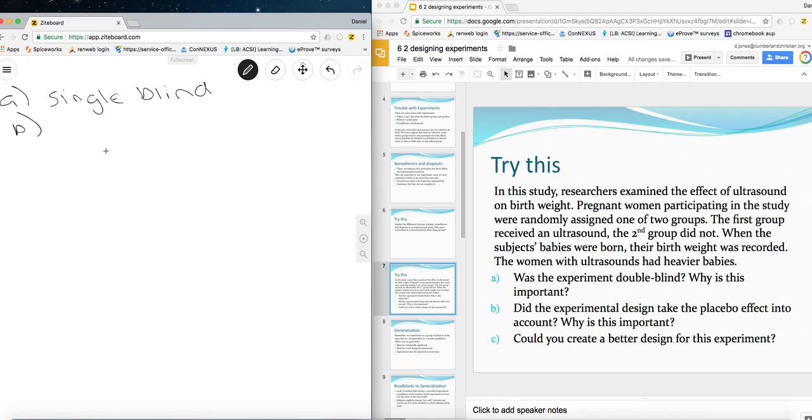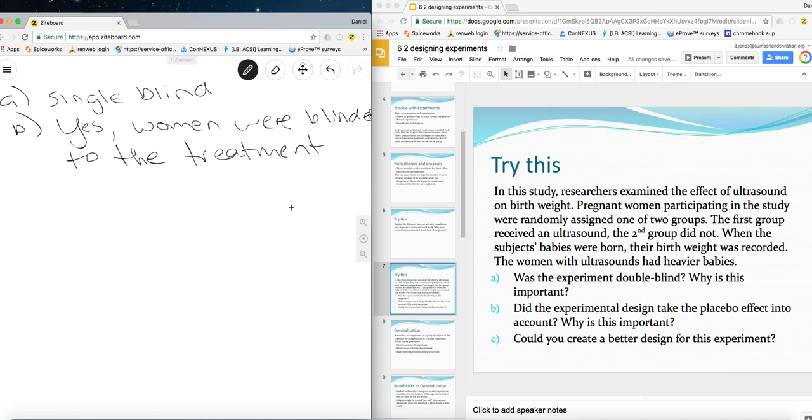Did the experimental design take the placebo effect into account? Yes, it did. The women were blinded to the treatment. And that's exactly what blinding is. They didn't know if they were given the real ultrasound or the fake. And the reason why it's important is it's trying to control that placebo effect.